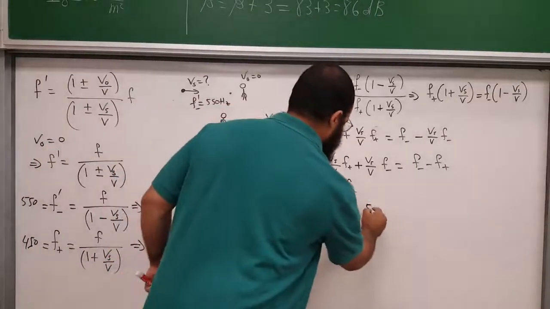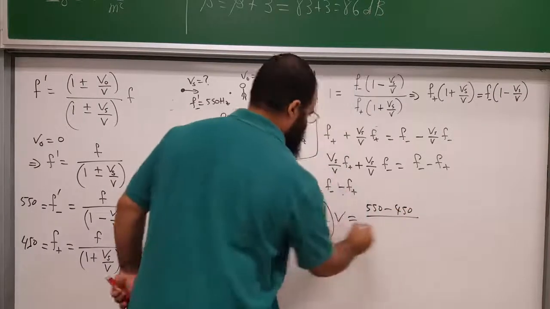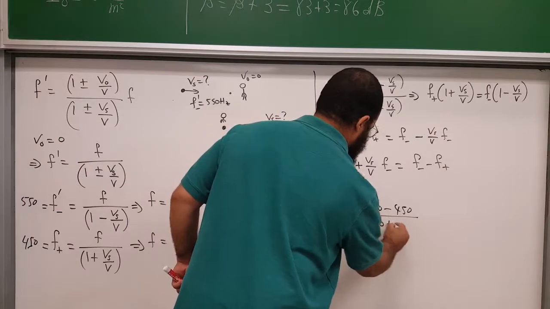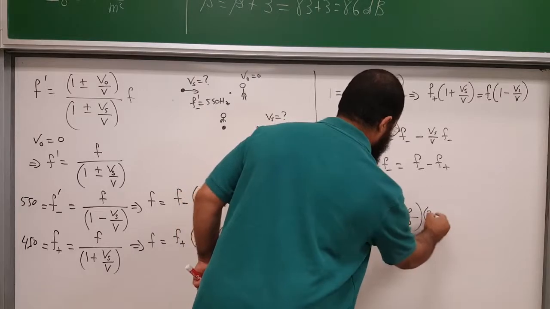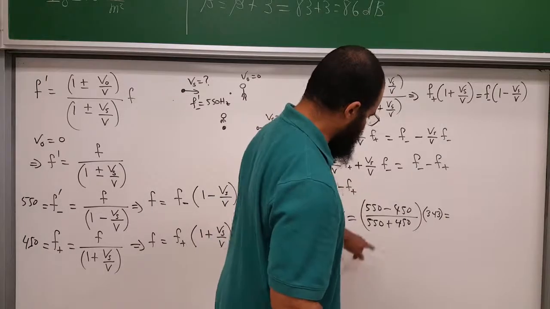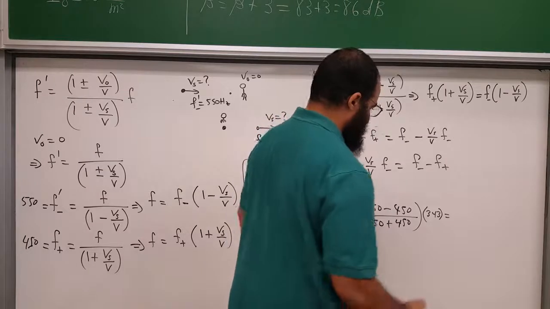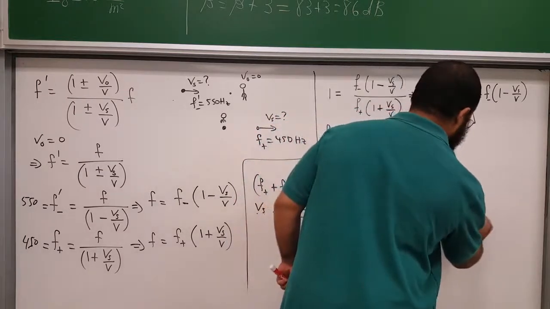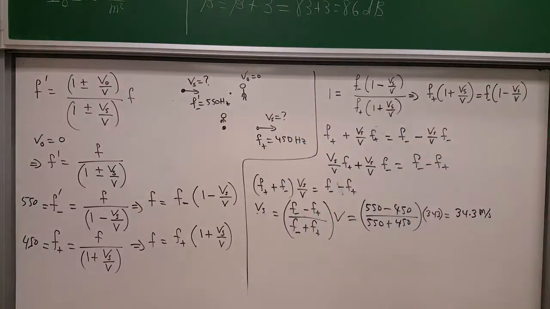F minus is 550. Minus F plus, that's 450. F minus is, again, 550. But now plus F plus, which is 450, times the speed of sound, which is 343. And you get what? This will be 100. And this is 1,000. So 100 over 1,000 is a tenth, times 343, so that's 34.3. And I hope I have it right after all this work. So let me just double check, yeah, it's 34.3.